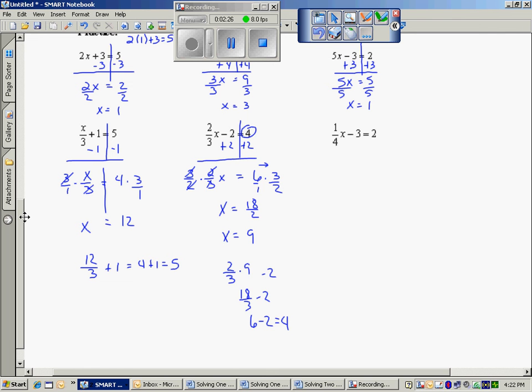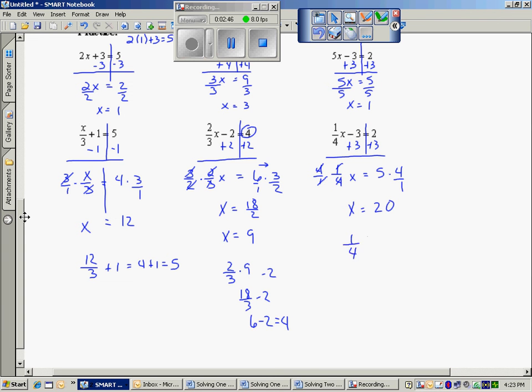And the last problem, to get rid of the subtract 3, I'm going to add 3 to both sides. 1/4 x is equal to 5. To eliminate the 1/4, I multiply by its opposite, or its inverse. 1 divided by 1 is 1. 4 divided by 4 is 1, so a single x is equal to 20.